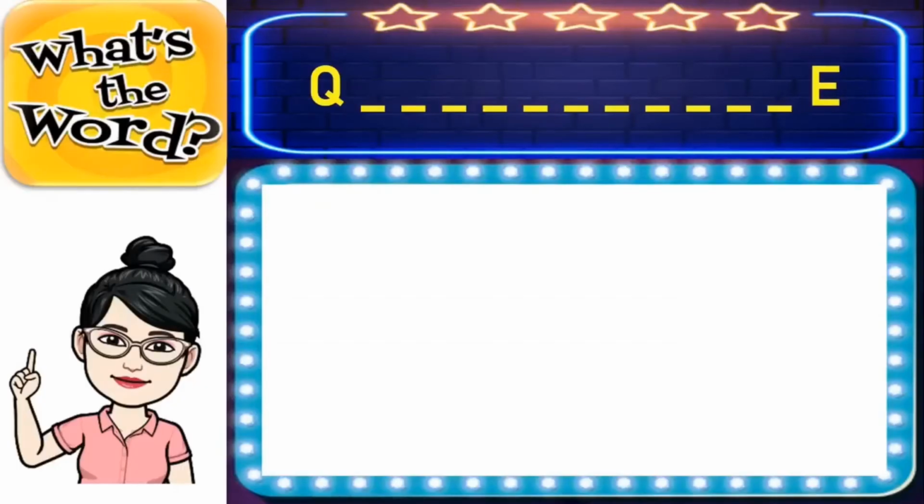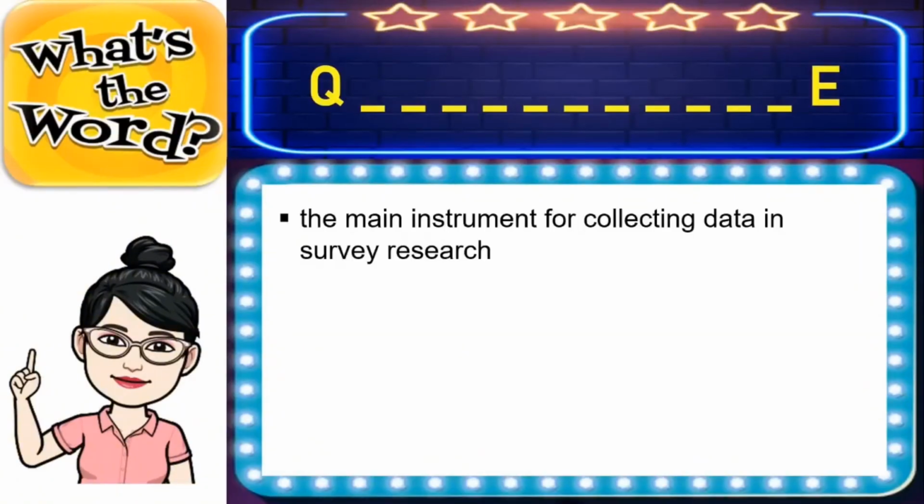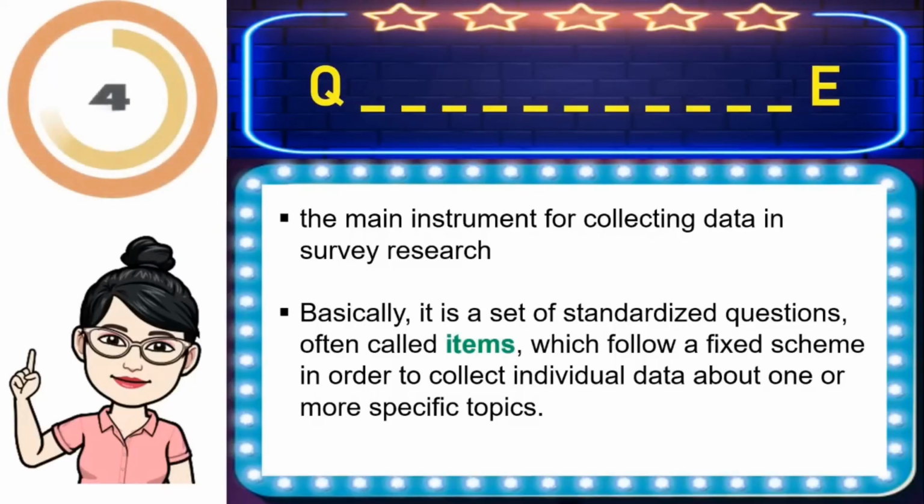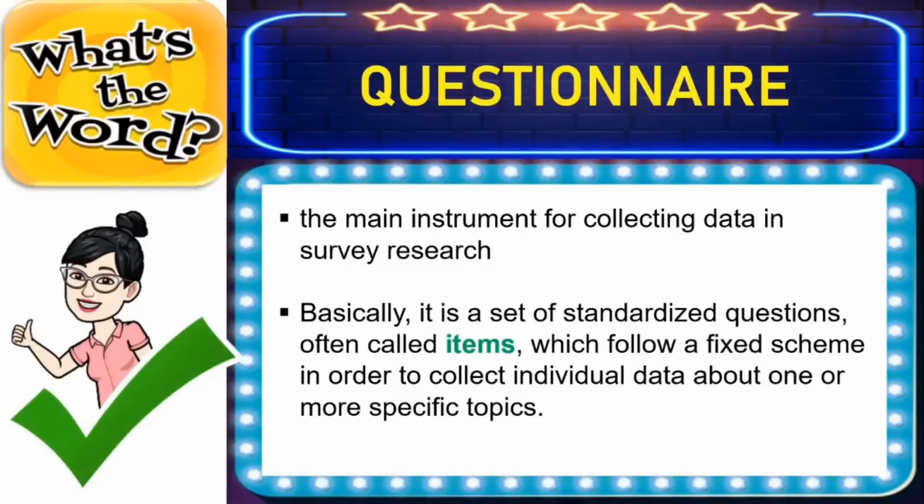Since we are talking about research instrument, our next word refers to the main instrument for collecting data in survey research. Basically, it is a set of standardized questions, often called items, which follow a fixed scheme in order to collect individual data about one or more specific topics. If you answered questionnaire, then you are correct.